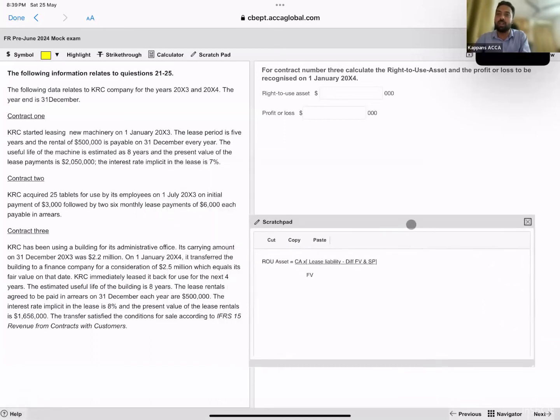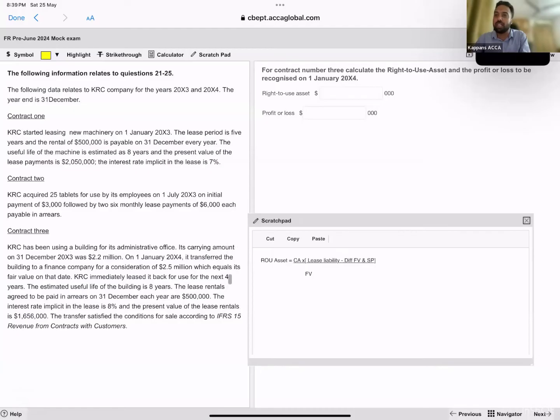So how much is the carrying amount? The question has given the carrying amount on December X3 is 2.2 million. Since the question is asking in thousands, I'm taking thousands here also, 2,200 multiplied by lease liability. Lease liability is present value of lease payment. The present value of lease payment is given in the question, 1,656,000. So 1,656 minus difference between fair value and sales proceeds.